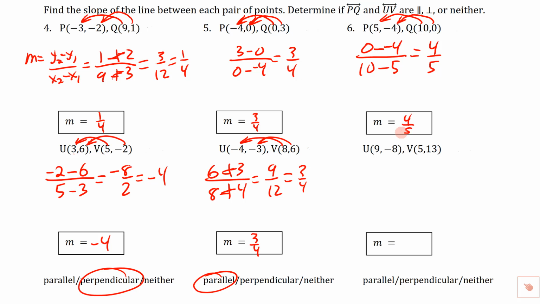And then we'll take a look down here. This is y2 minus y1, so 13 minus a minus 8, and then 5 minus a 9. So if we put the two of those together, that's a 21, because that would add together. And this is going to be a negative 4, so we get negative 21/4. Not even close to the same, so that's going to be a neither. And then we'll go ahead and take a look at the next page.